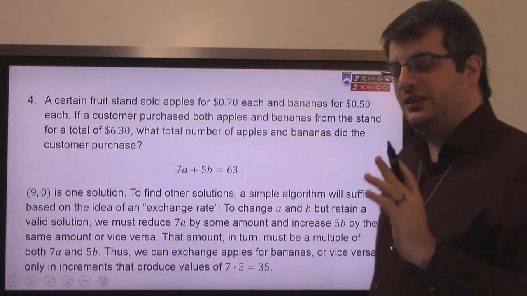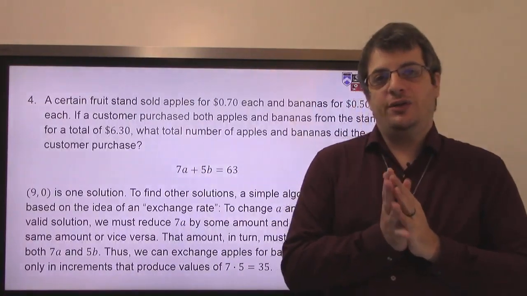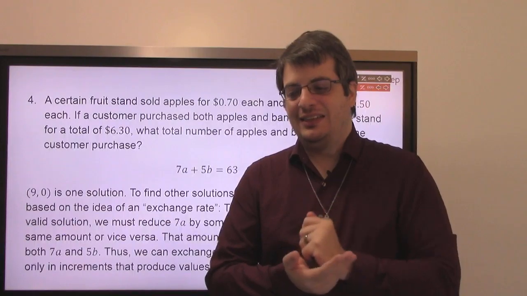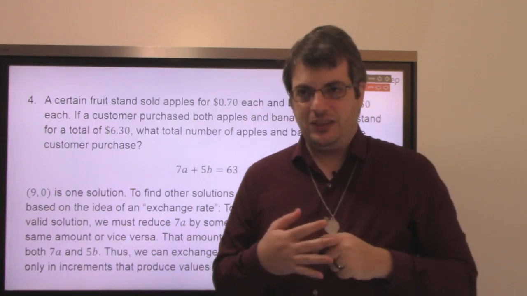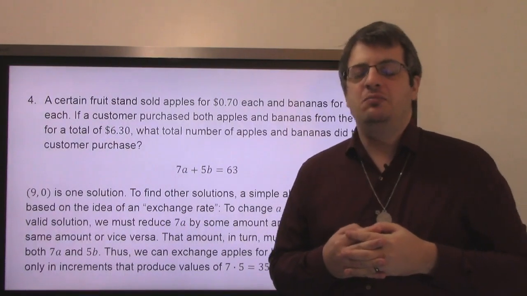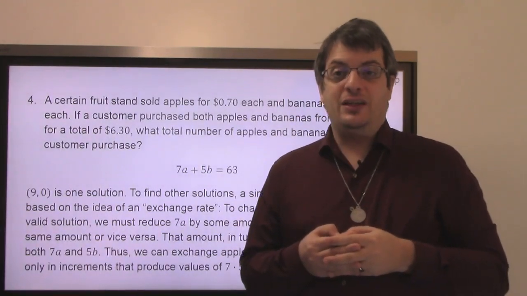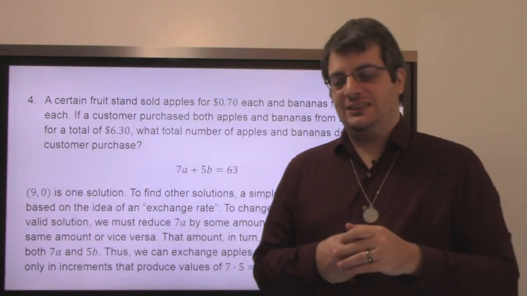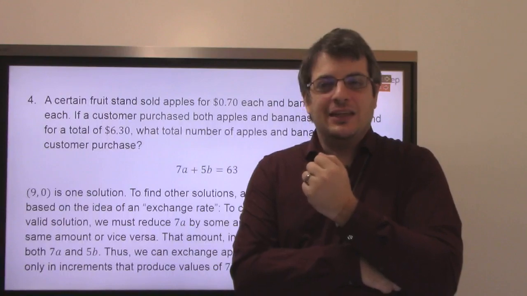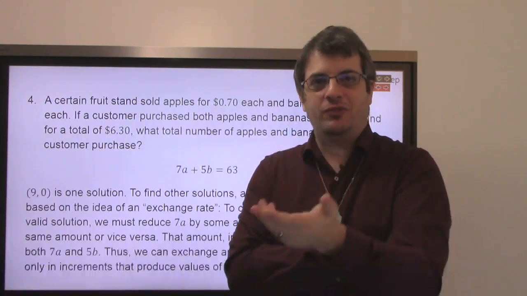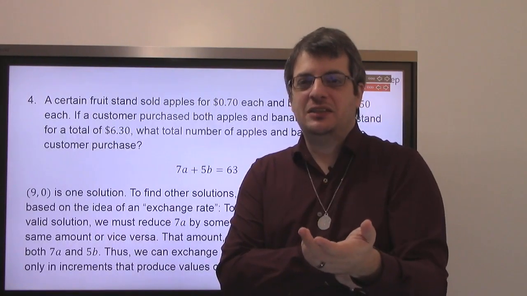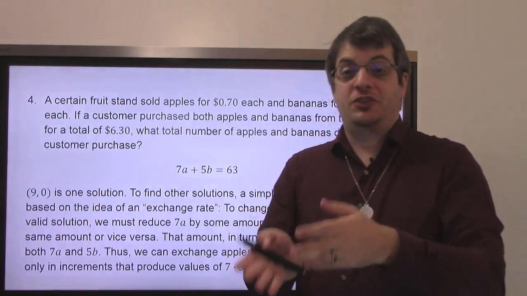To find the other solutions, we use something I call the exchange rate idea. And this is one of the most important ideas of Diophantine equations, so make sure you understand it. The exchange rate idea says, if I bought 9 apples and no bananas, but then I had some regrets, and I went, man, I wish I had some bananas. Can I come back to you, you fruit stand, and can I trade you back some of these apples, get some bananas? Just return some apples for some bananas, right?